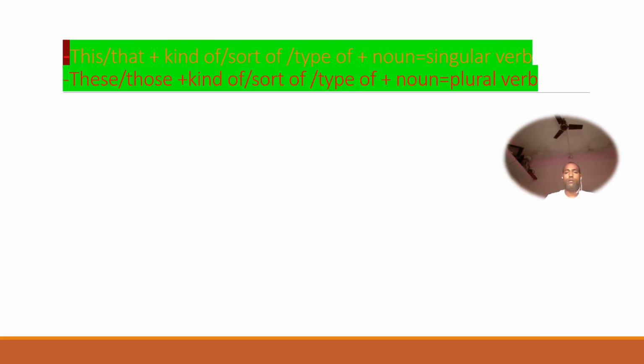Okay, let us see another rule. There are two rules here, this or that. Whether this or that, kind of or sort of or types of: this sort of, this kind of, similarly that kind of, that sort of, that type of, plus noun. If there is this or that, then we take singular verb. Means what, if there is this or that, then we use singular. The case is still the same, the only difference is these and those, then we use plural.